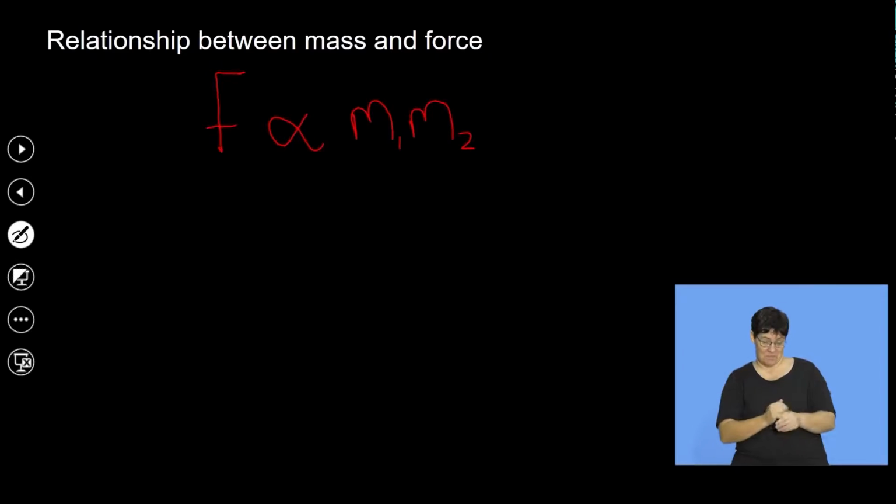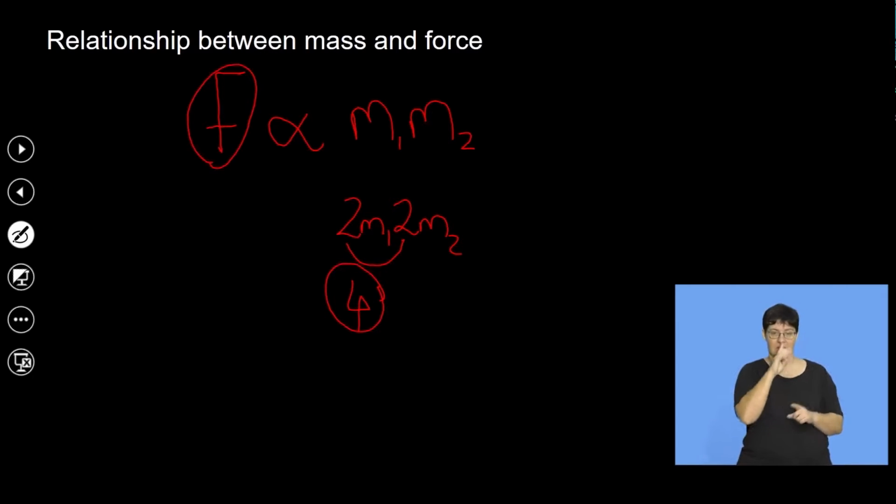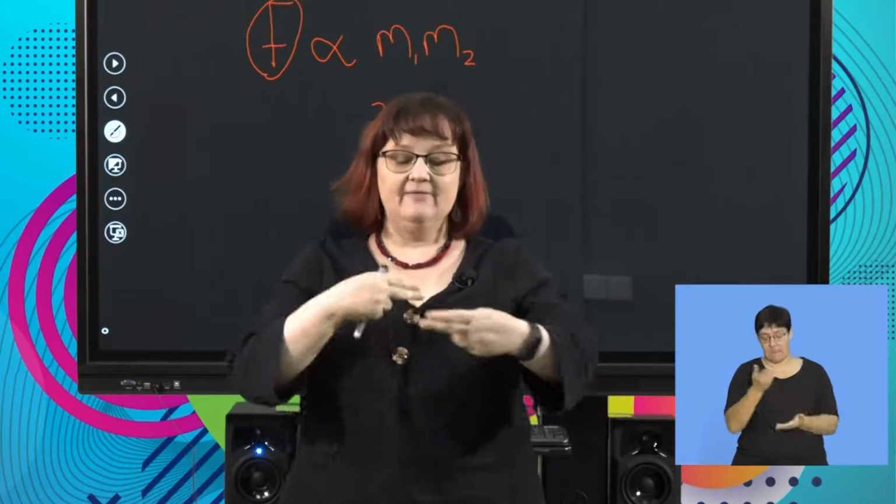Why? Because I would be going 2 times mass 1 and 2 times mass 2. 2 times 2 is 4. If it becomes 4 times bigger, then force becomes 4 times bigger. Be careful when we describe this. I can't say that it's directly proportional just to mass. Remember, I said to you, it depends on both masses, and they have to be multiplied together.